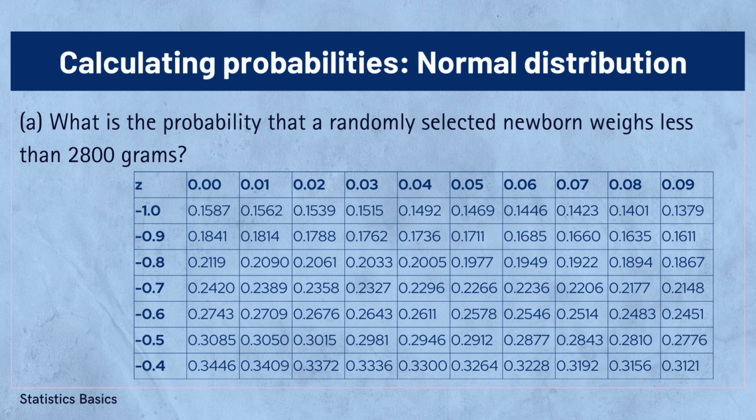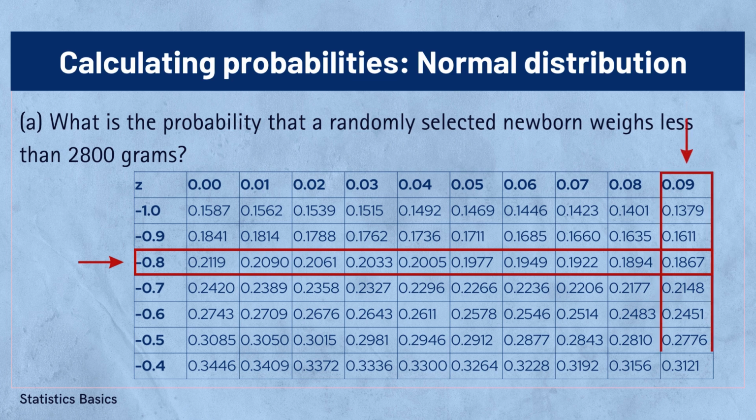Finally, we refer to the standard normal distribution table, which provides the cumulative probability to the left of any given z-score. In this case, the table indicates that the probability of a baby weighing less than 2,800 grams, corresponding to a z-score of -0.89, is 0.1867.